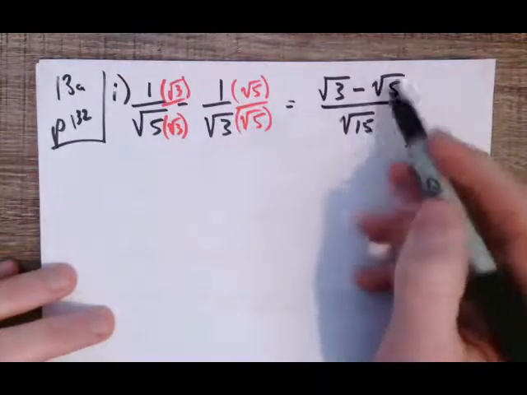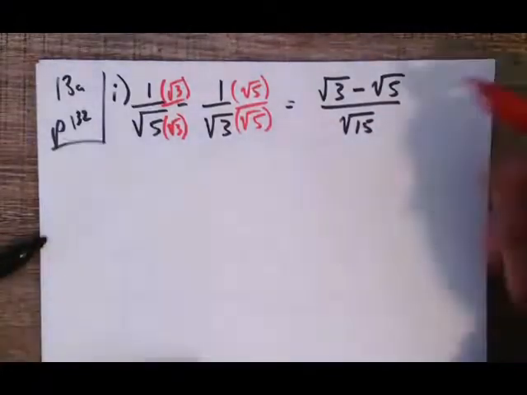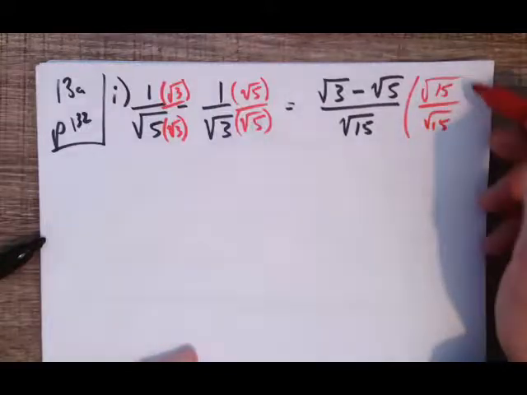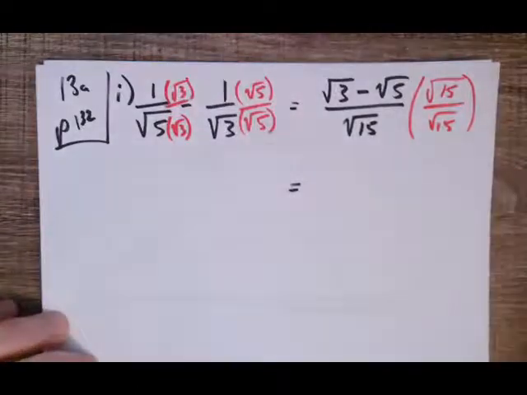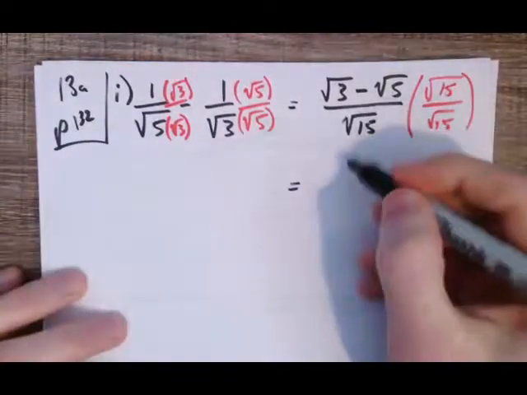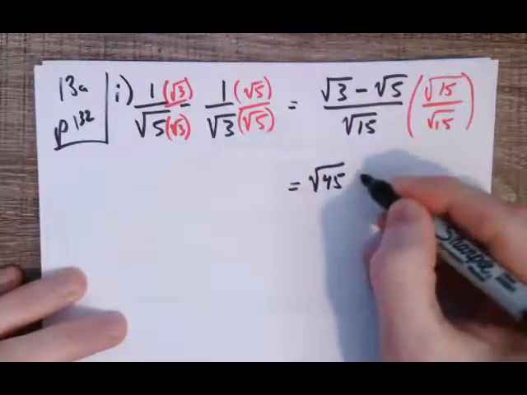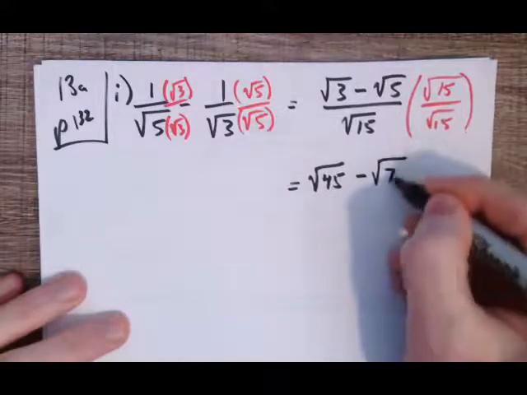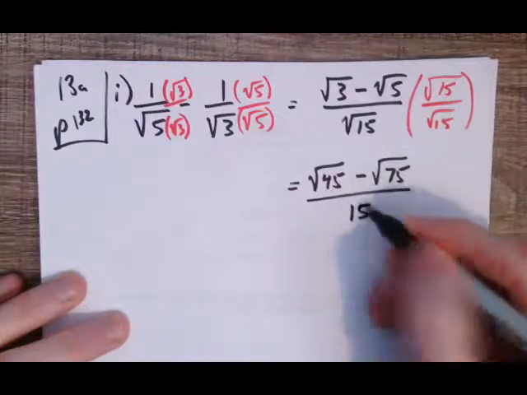We can't have a radical in the bottom. We've got to multiply everything by root of 15 over root of 15. Root 3 times root of 15 is going to be root of 45. Root of 15 times root of 5 is root of 75. Root of 15 times root of 15 is 15.